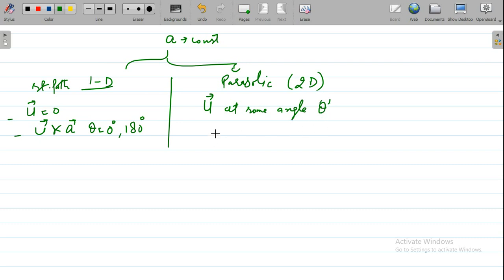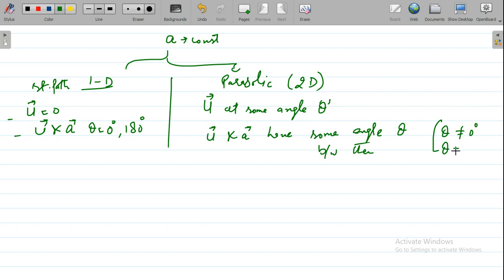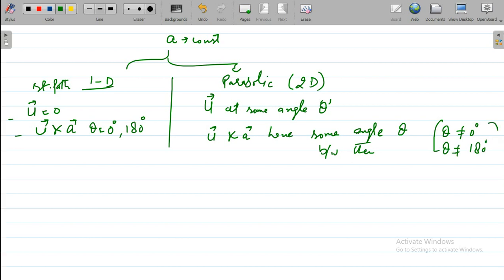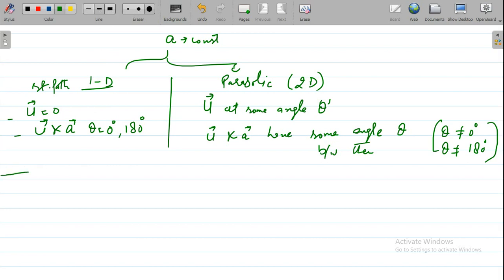That means if u is projected at some angle theta with acceleration, that means if u and acceleration a have some angle theta between them, but this theta should not be equal to 0 degrees and should not be equal to 180 degrees, then the body will have a two-dimensional path, called a parabolic path. In the previous lecture we discussed these things with some examples also. So today we will be moving further.